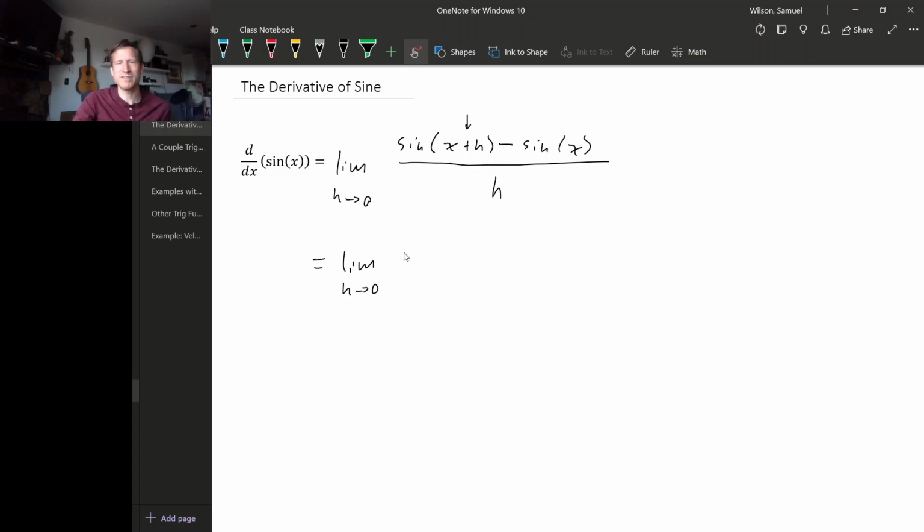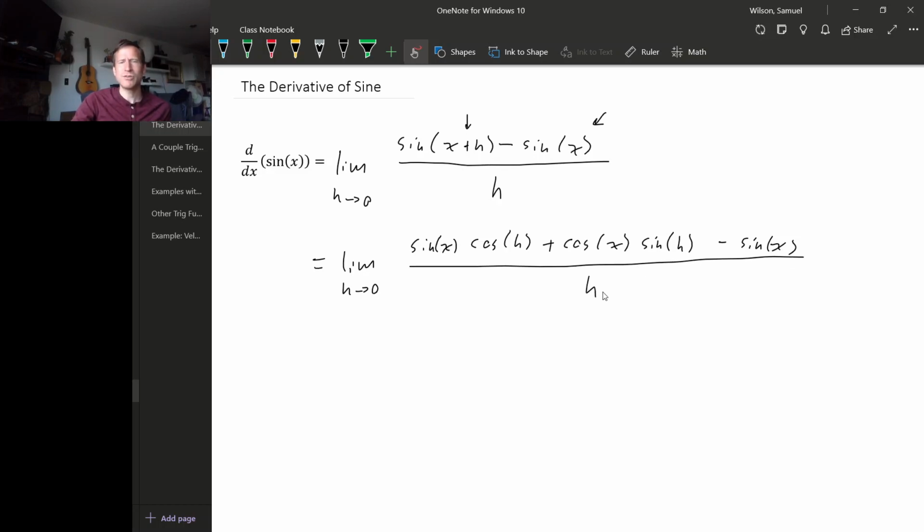The sine of x plus h is sine of x times cosine of h minus cosine of x times sine of h. And then there's the minus sine of x from the beginning, right, from up here. Okay. So this might look worse at first, but it does have the advantage that each time a trig function shows up, there's only one variable inside of it instead of two.